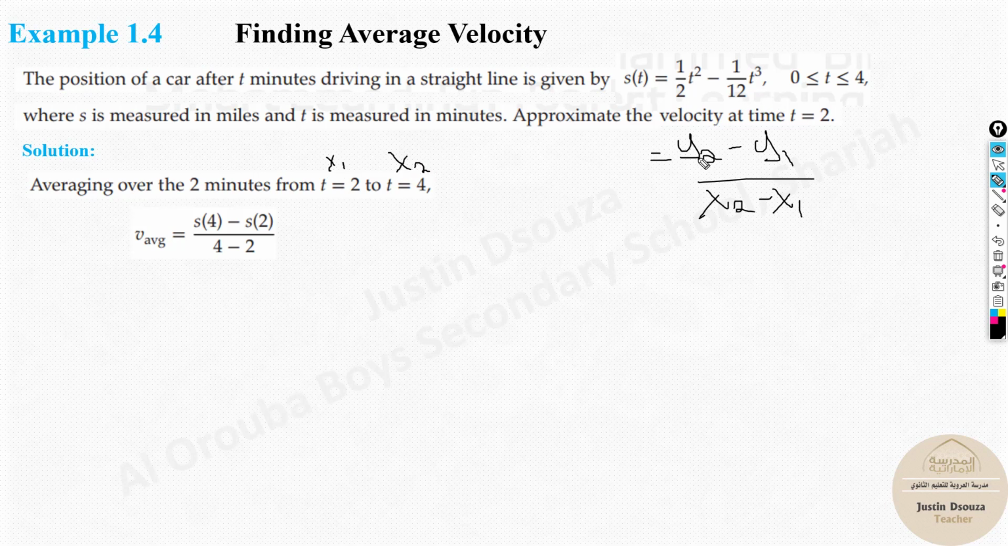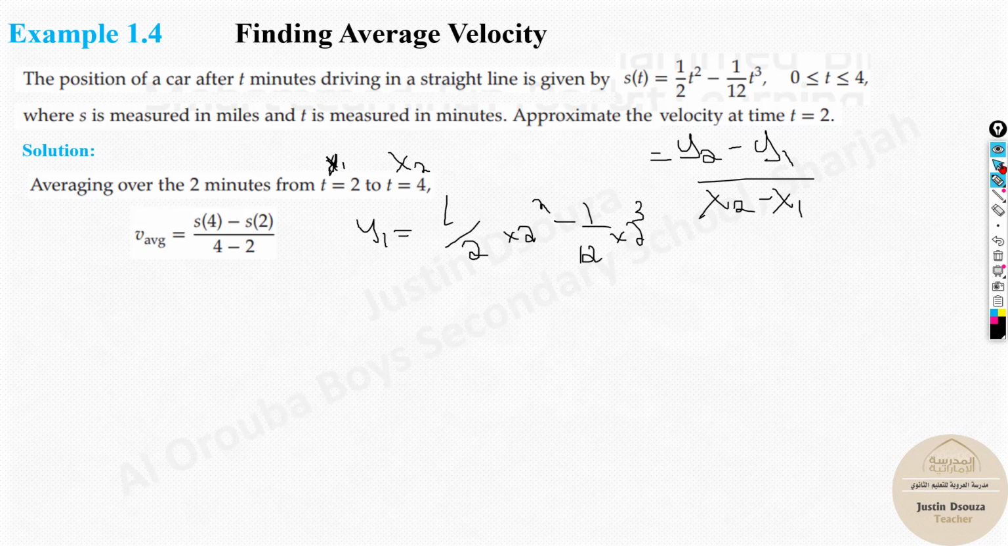So now what will be y2? y2 in the sense this one, this equation here. Instead of t, you must put 4 and 2. That's it. y1 and y2. So let me do with y1 first. y1 would be equal to, here wherever is t, you should put 2. So half into 2 square minus 1 by 12 into 2 cube.